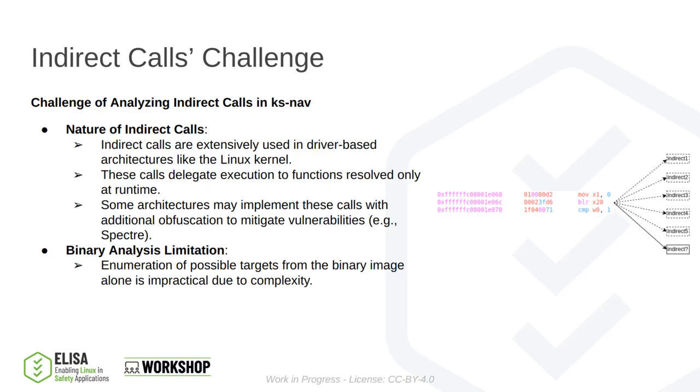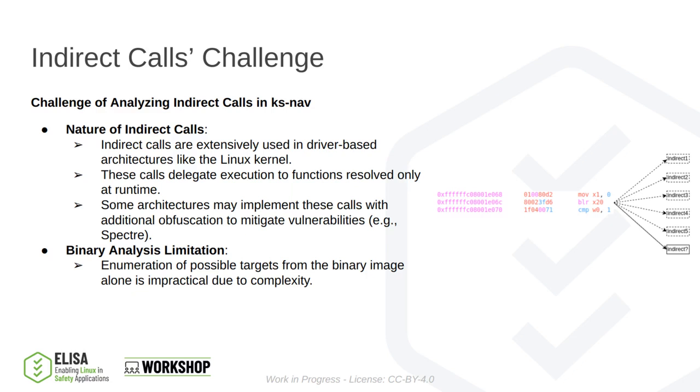Indirect calls are a fundamental part of the Linux kernel design, especially in its driver-based architecture. This call delegates the execution to functions determined only at runtime, making them highly dynamic and flexible. But for tools like ks-nav, they are a nightmare, because the target of the call isn't immediately visible in the binary or in the source code. It is resolved only on the fly at runtime.